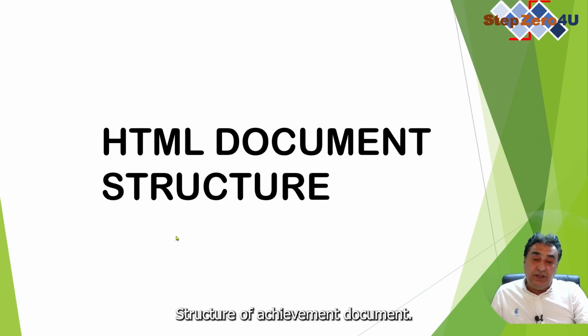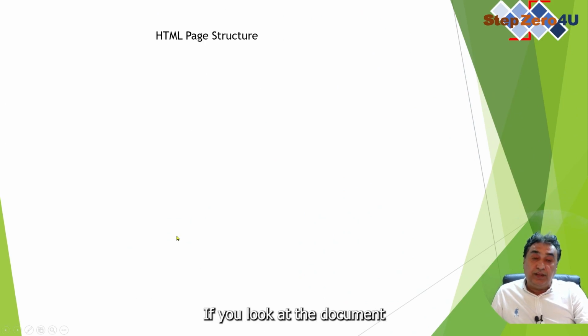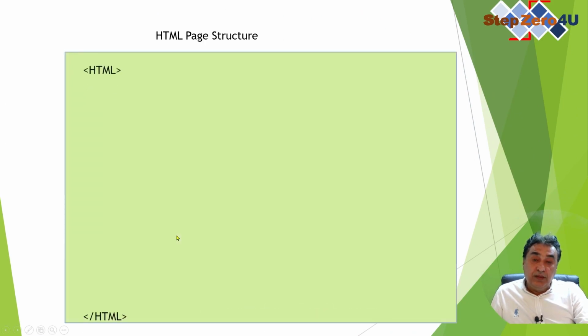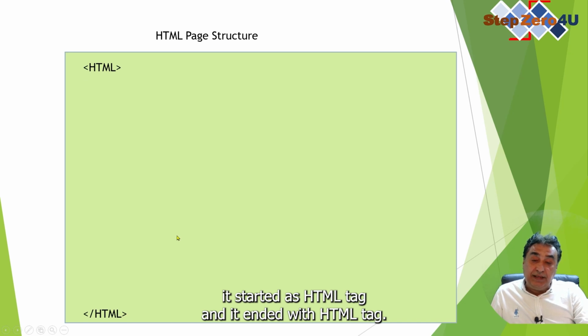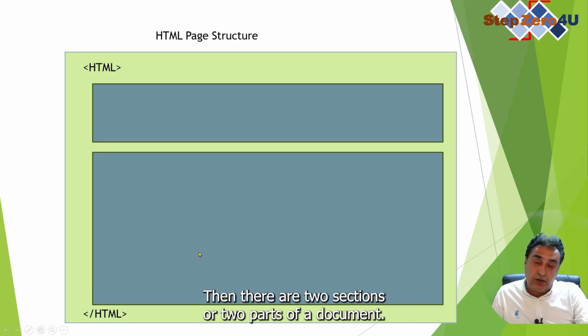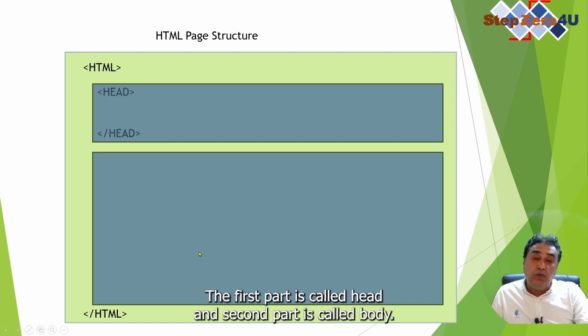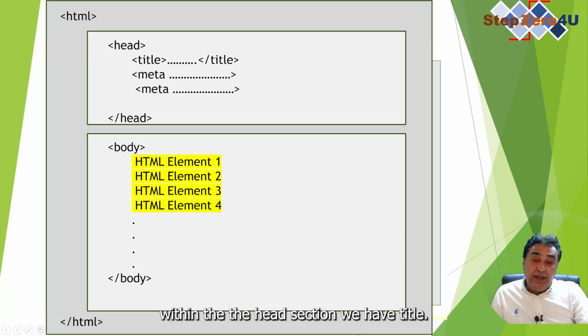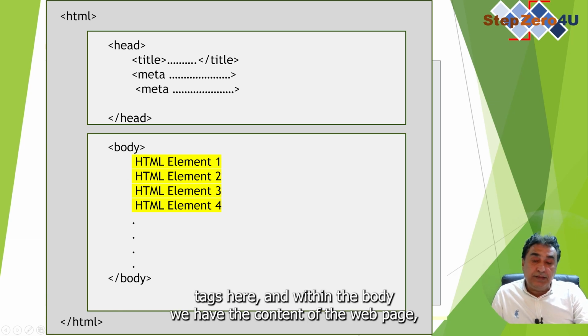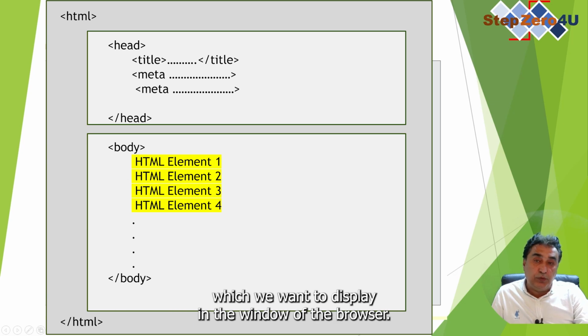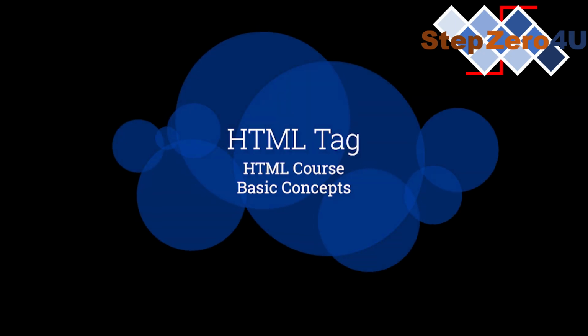Structure of HTML document. If you look at the document, it started with HTML tag and it ended with HTML tag. Then there are 2 sections or 2 parts of HTML document. First part is called head and second part is called body. Within the head section we have title, then we have some other tags here, and within the body we have the content of the web page which we want to display in the window of the browser.